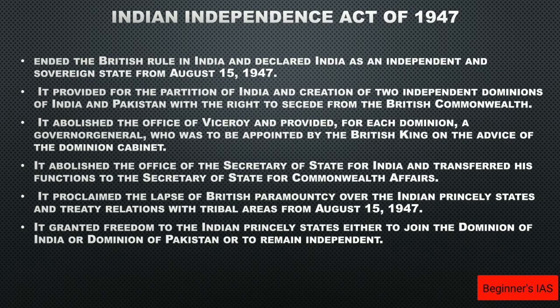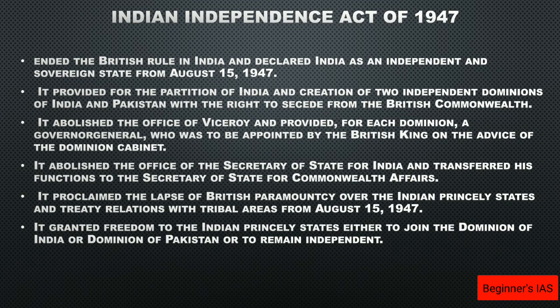Let us discuss the key features. So, this act ended the British rule in India and declared India as an independent and sovereign state from August 15, 1947. And also it provided for the partition of India and creation of 2 independent dominions, India and Pakistan, with the right to secede from the British Commonwealth. And also it abolished the office of Viceroy and provided for a Governor General for each Dominion, who was to be appointed by the British Crown on the advice of the Dominion Cabinet.